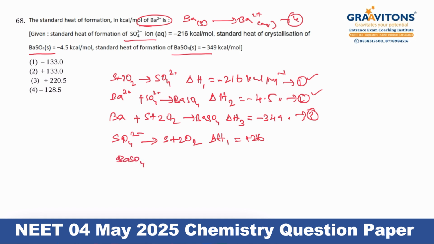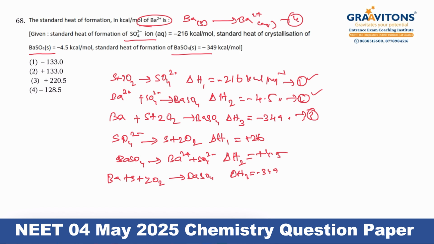And next is BaSO4, again I'm reversing, Ba2 plus and SO4 2 minus. Here we can take delta H2 value as plus 4.2 kilocalories per mole, and your last equation is Ba plus S plus 2O2, which gives you BaSO4, and that is going to be delta H3, that is minus 349. So when you solve this, you can find BaSO4.